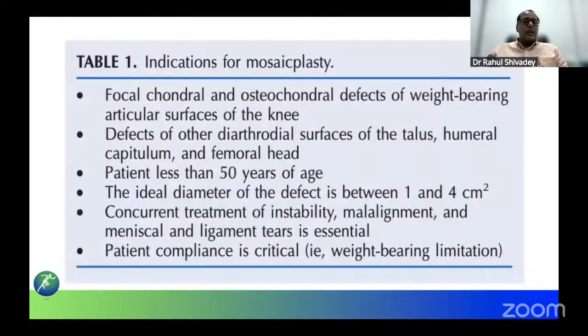The indications, as we know, are focal chondral and osteochondral defects in the weight-bearing areas. It is also indicated for other diarthrodial joints like the talus, the humerus, the capitulum, and even the femoral head.